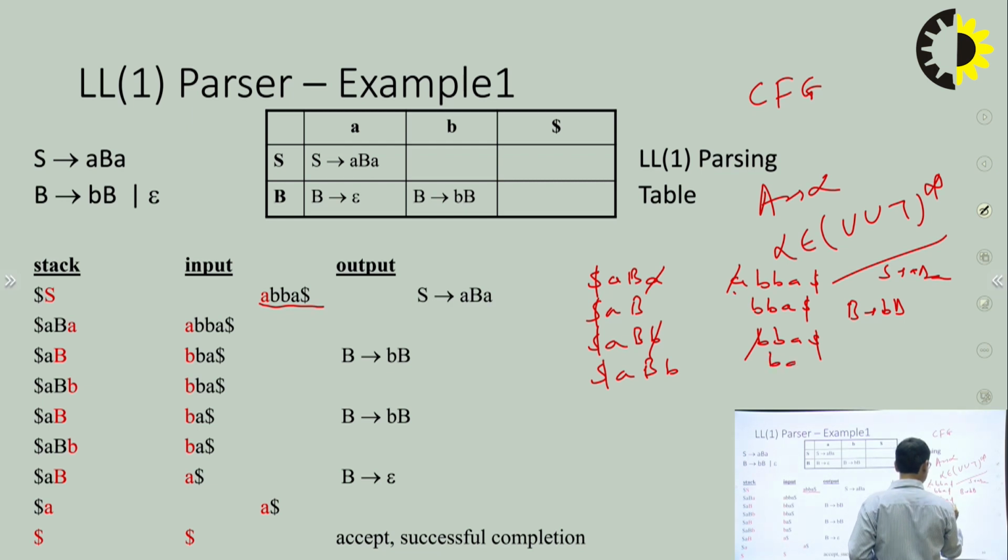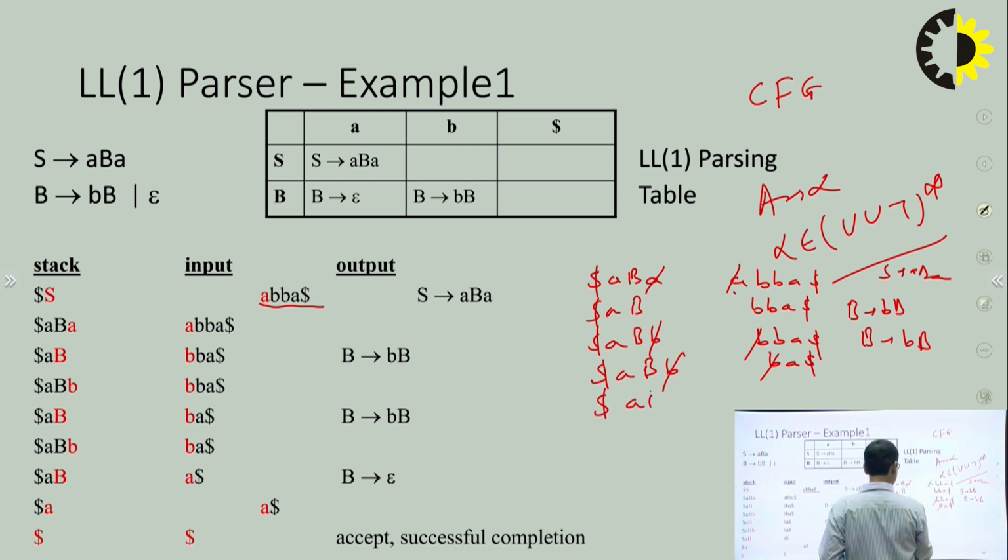Then B A $. So here we are using B produces BB. Now again B and B removed. The situation is capital A B A $. Now B and A, that is B produces epsilon. B is removed because B produces epsilon. If you are putting, B is removed. A and A $. Now A and A exhausted and $.